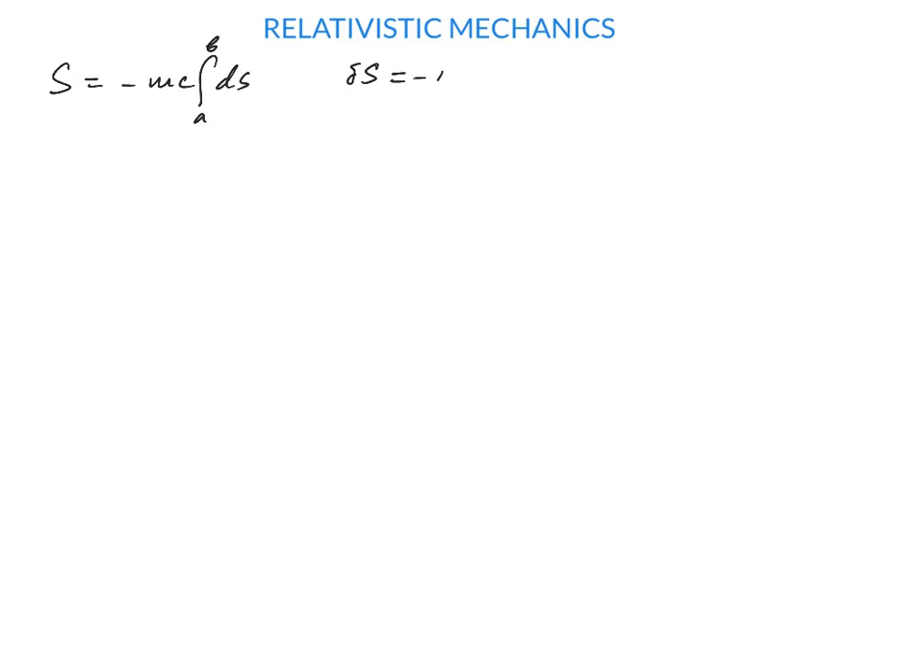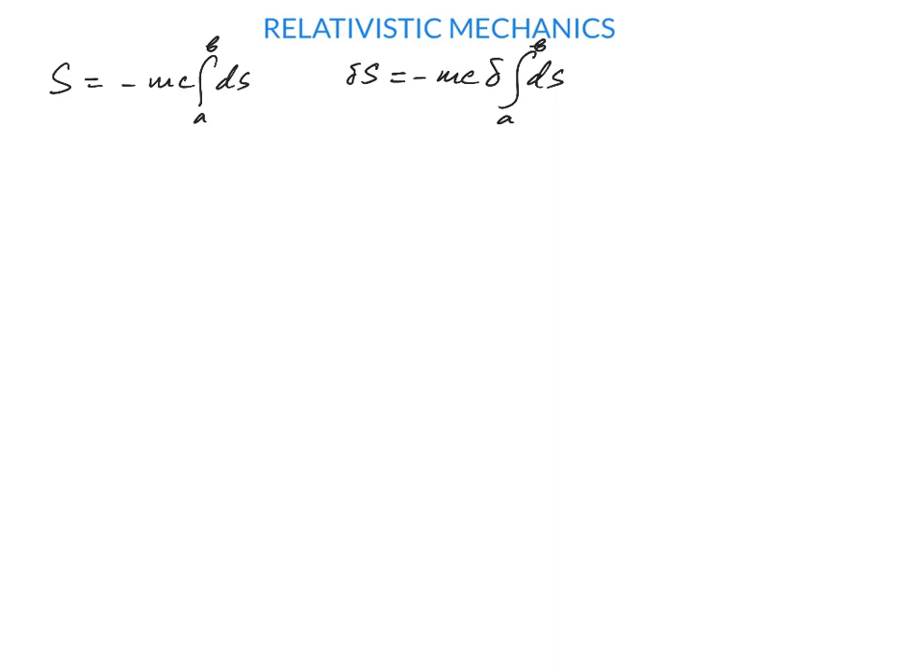Now this is minus mc, and then we have to vary the integral of ds. Now the variation is taken while a and b are the fixed world points, so it's the same as before. In classical mechanics, we did the same thing. We fixed the initial position at the initial time and the final position at the final time, and here that means we fixed the initial and final world points.